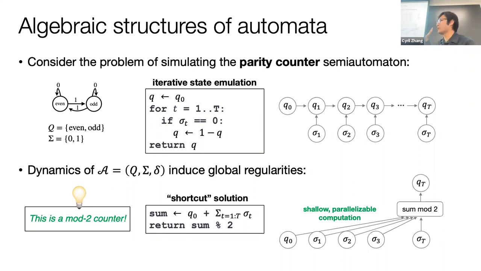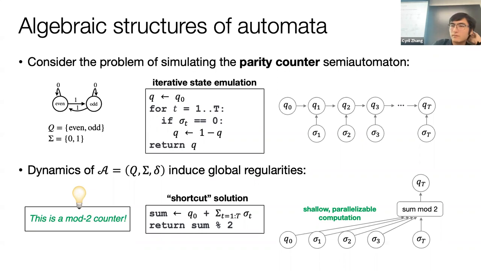If we want to execute this algorithm for many prefixes at once, unlike the straightforward state emulation algorithm, this is parallelizable. If we have big T many workers and we want to decode all the states, as long as we can perform a global pooling and then a mod 2 operation, we can do this in one computational step. This is really a depth 1, or constant depth, circuit that simulates the same machine. So there are these two different solutions with different qualities.